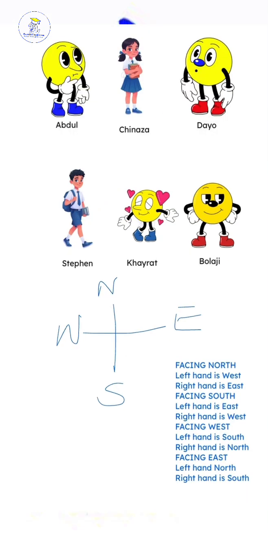Alright, so facing north, we can come to the conclusion that whenever we are facing north this way, the left hand is always west and the right hand is always east. Like we said, the left hand of Chinaza is Abdul and the right hand of Chinaza is Dayo. Let's go. The left hand of Stephen is who? Left hand of Stephen, there's nobody there. The right hand of Stephen is Bolaji and Kairat. Kairat is the immediate, while Bolaji is the second to the right hand of Stephen.